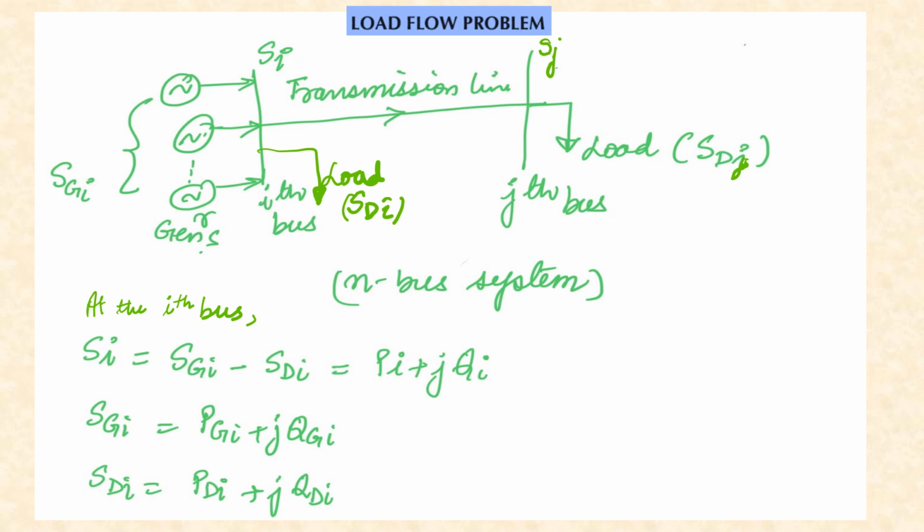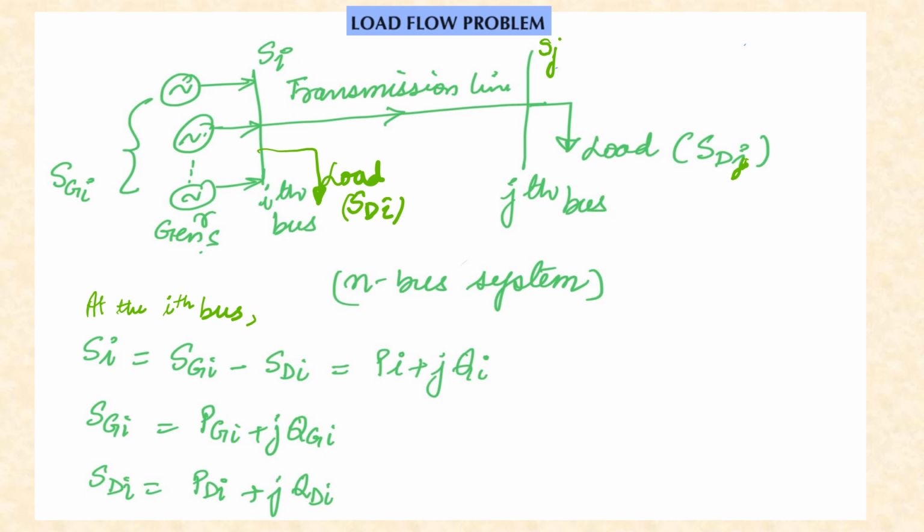If you look at the node i, we can see that generation facilities are provided, that is, generators are connected at the ith node, and these generators are feeding power into the network through the transmission line to the load which is connected at the jth bus. So we can write the power Si, known as the bus power or the complex bus power, as Si equals SGi minus SDi, where SGi is the complex power of the generators, and this SGi is also written as PGi plus jQGi because this is an apparent power, so it has two components, the real and reactive components.